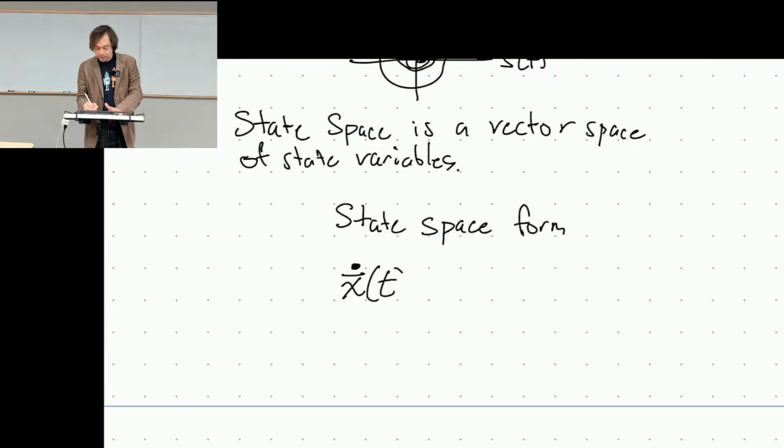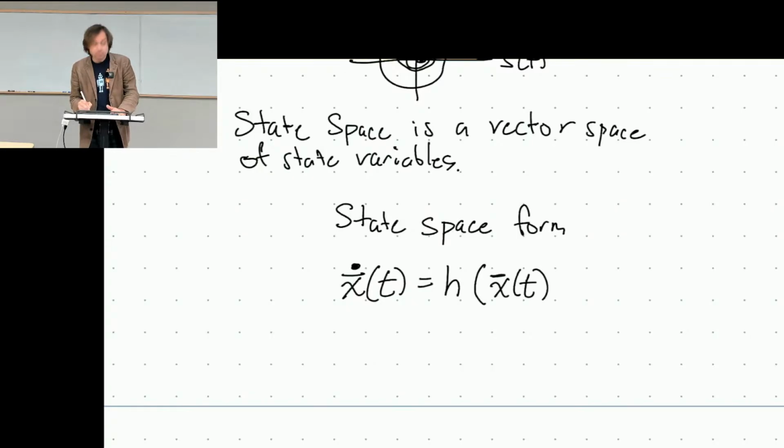x bar dot of t, because the states are dependent upon time, is equal to some function. I'm going to call it h, but you can imagine it as f. It's only because we use f as a cost function in optimization that it's already taken. Is dependent on the state and any control inputs. I'll define these here in a second.